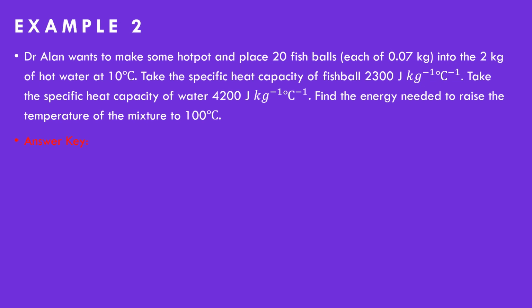Now there's a much more difficult problem for us to solve. Dr. Allen wants to make some hotpot and place 20 fish balls, each of 0.07 kg, into 2 kg of hot water at 10 degrees Celsius. Take the specific heat capacity of fish ball 2,300 joule per kg per degree Celsius, and take the specific heat capacity of water 4,200 joule per kg per degree Celsius. Find the energy needed to raise the temperature of the mixture to 100 degrees Celsius.